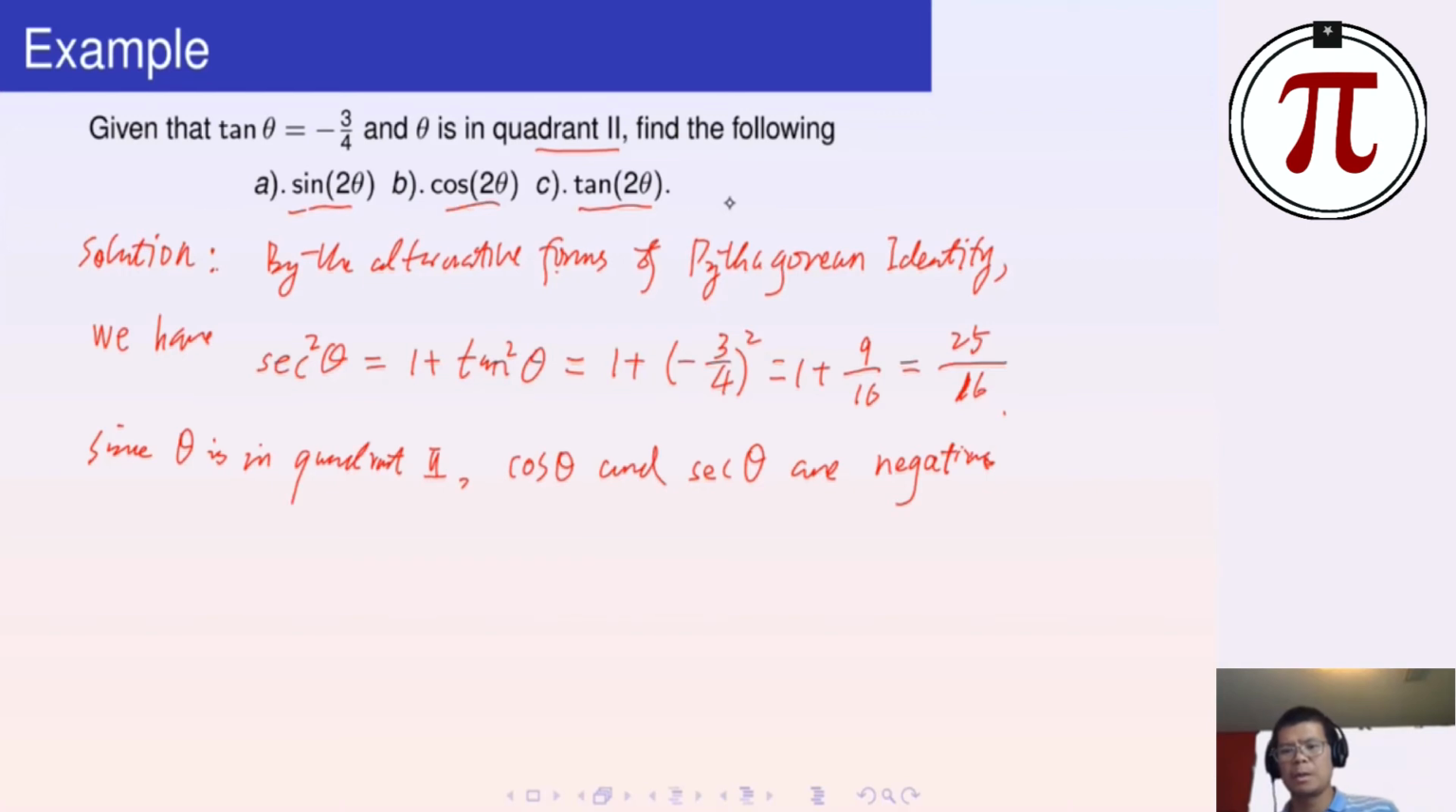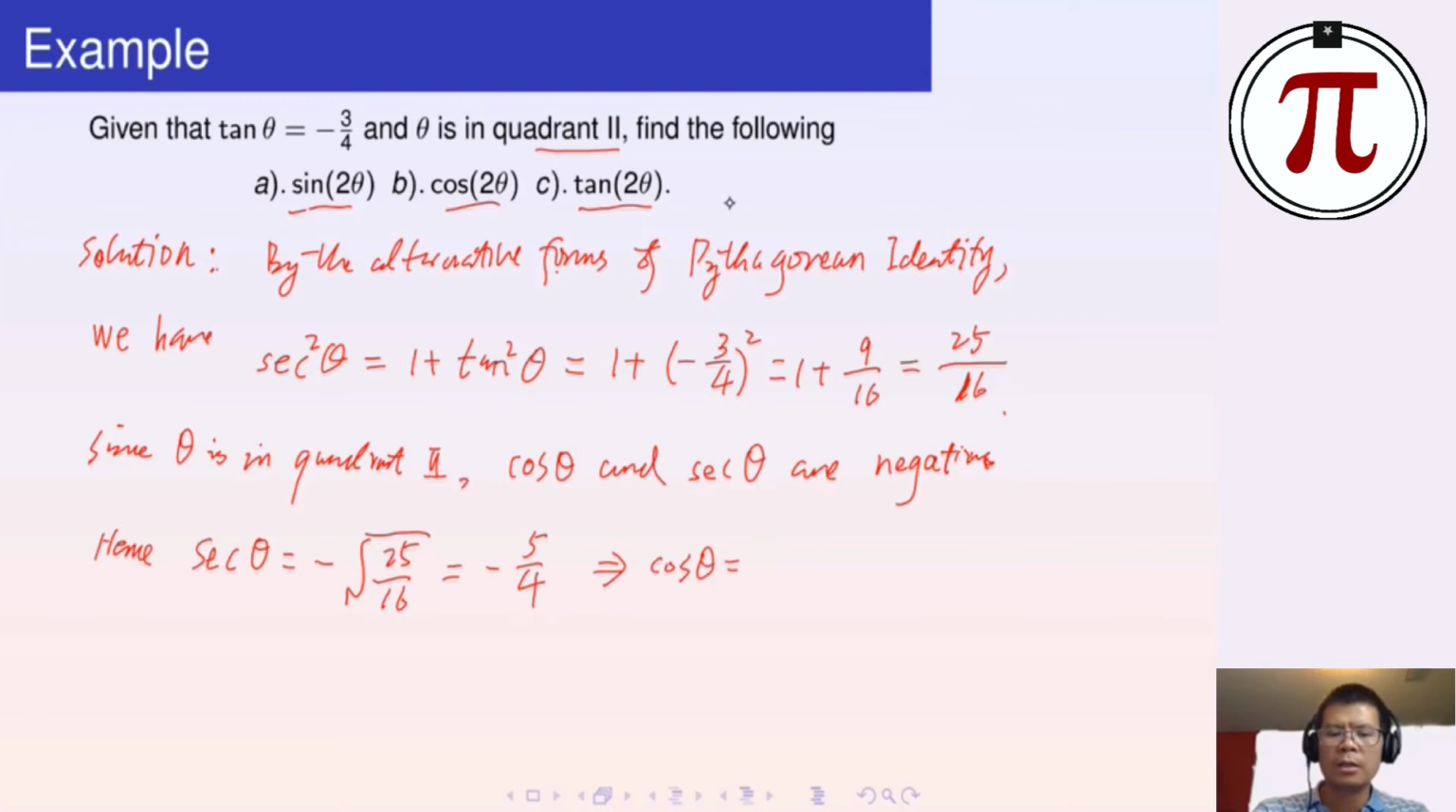So therefore, secant theta equals what? Negative square root of 25 over 16. That's negative 5 over 4. Okay, so that implies cosine theta equals 1 over secant theta, which equals negative 4 over 5. Right? Cosine theta is negative 4 over 5.